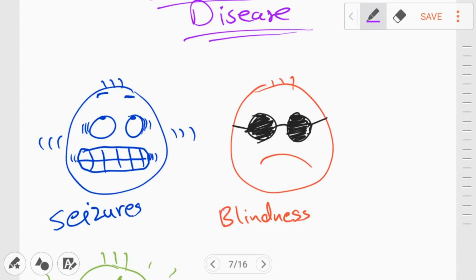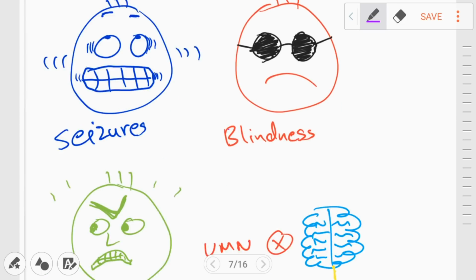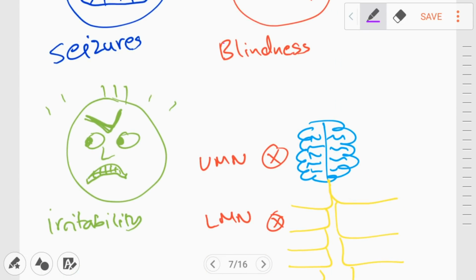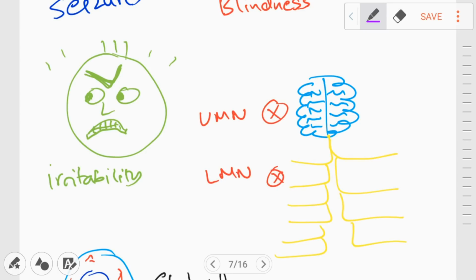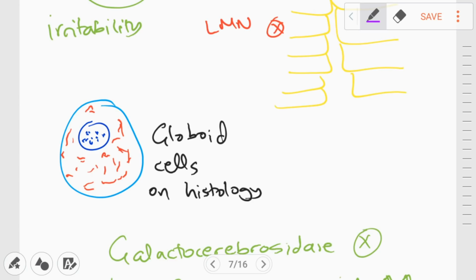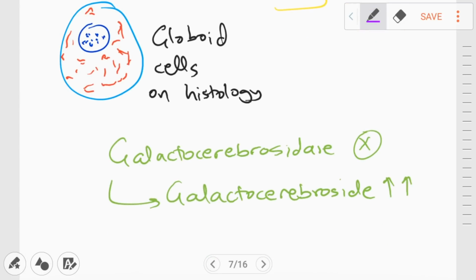First of all, the patient can have seizures. They can also have blindness. We'll have irritability, as well as upper motor neuron lesions and lower motor neuron lesions. There are certain type of cells which are seen on histology in a case of Krabbe's disease. These cells are called globoid cells, and if mentioned, this would be an indicator towards Krabbe's disease. And what is the enzyme which is deficient? It's an enzyme called galactocerebrosidase, which is basically an enzyme which converts galactocerebroside to ceramide.